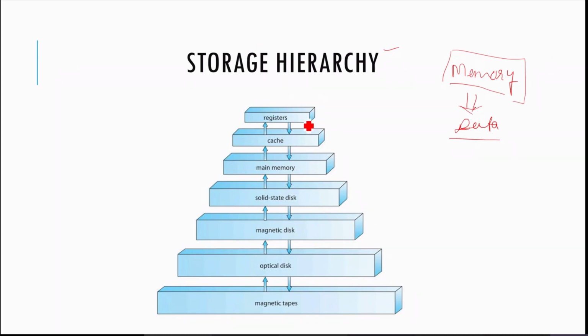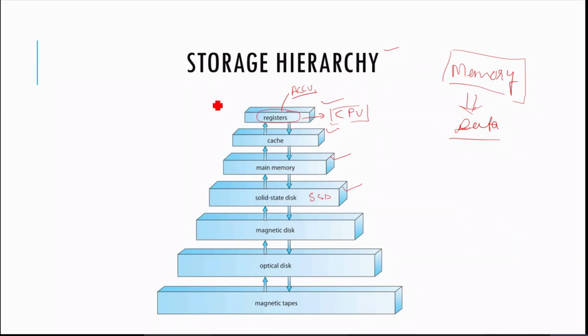If we start from the beginning, this is the register memory. Then cache and main memory, the solid state disk that we call the SSD, magnetic disk, optical disk, and magnetic tapes. There is some trend in this, and we'll see what that is. These registers are generally found in the CPU. The processor is there, and in it we find the registers. Different registers we have are the accumulator, stack pointer, program counter, and general purpose registers. These registers hold the data and instructions.